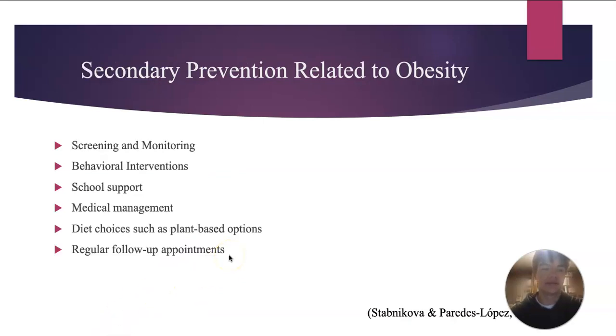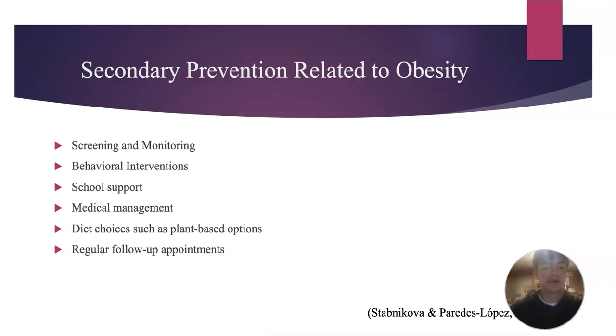For secondary prevention, this is where the screening and monitoring comes into play, such as the BMI chart. This is the body mass index chart, and it is used to calculate a child's height and weight to see where they are on the scale.